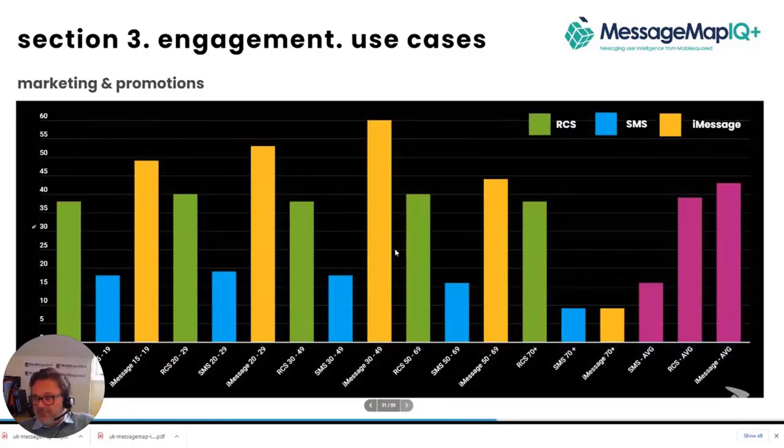So, marketing and promo. This is perhaps, from an RCS perspective and a Facebook Messenger perspective as well, one of the key channels and key use cases for what brands can look to do, because of the element of engagement on this. On average, you typically see SMS engagement of 16% on a very strong campaign. That will grow to about 39% on RCS, and again slightly higher, about 43% on iMessage.